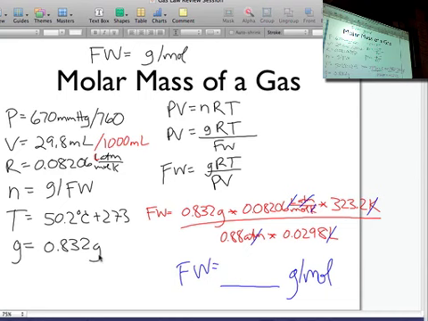Though, I get a pretty big grams per mole for a formula weight. Does anybody want to share the number? 841. Yeah, I got the same. We'll call it 841. Okay? With that, I'll leave it up for a moment, and then we're going to move on to the last stoichiometry problem.